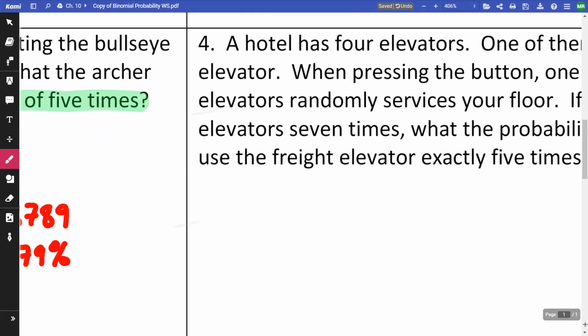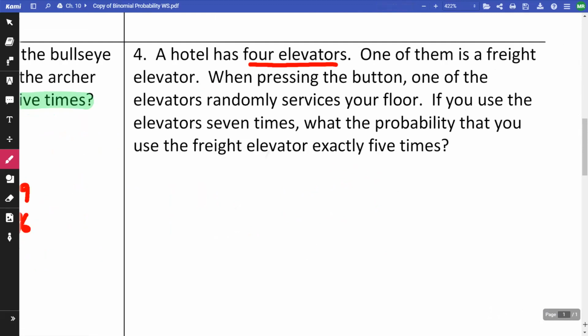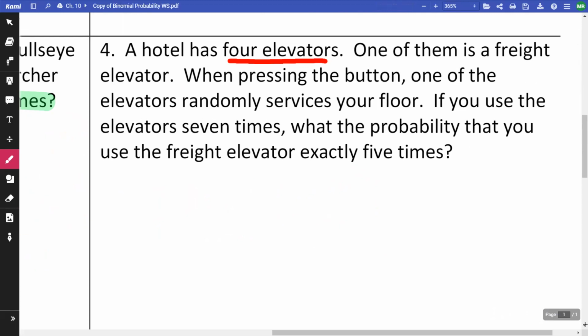On number 4, a hotel has 4 elevators. One of them is a freight elevator. When pressing the button, one of the elevators randomly services your floor. If you use the elevator 7 times, what is the probability that you use the freight elevator exactly 5 times?